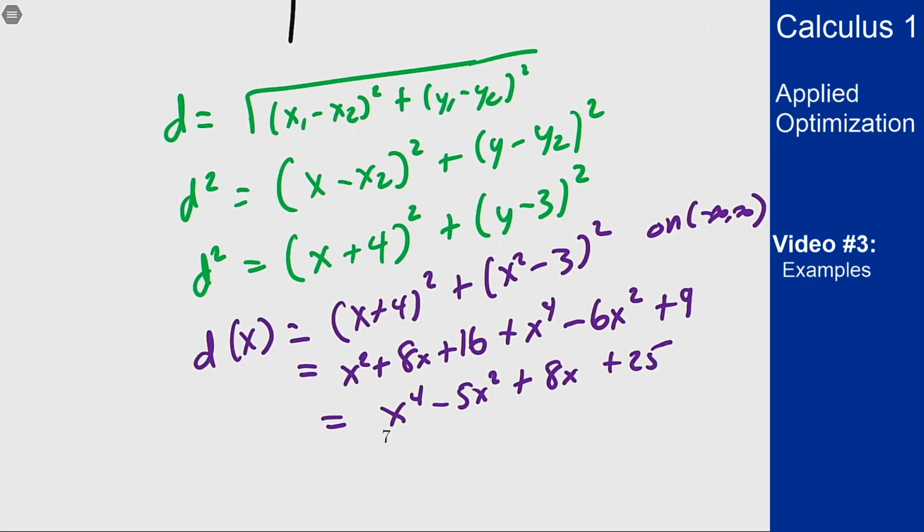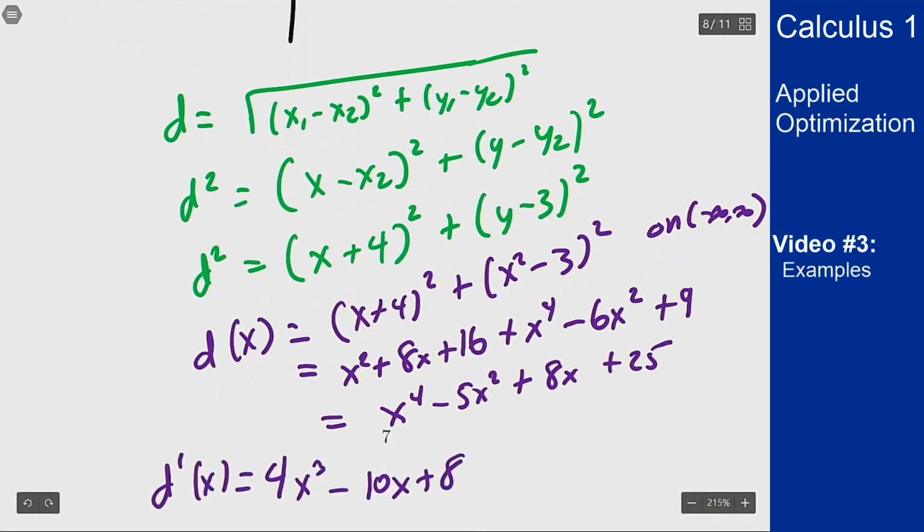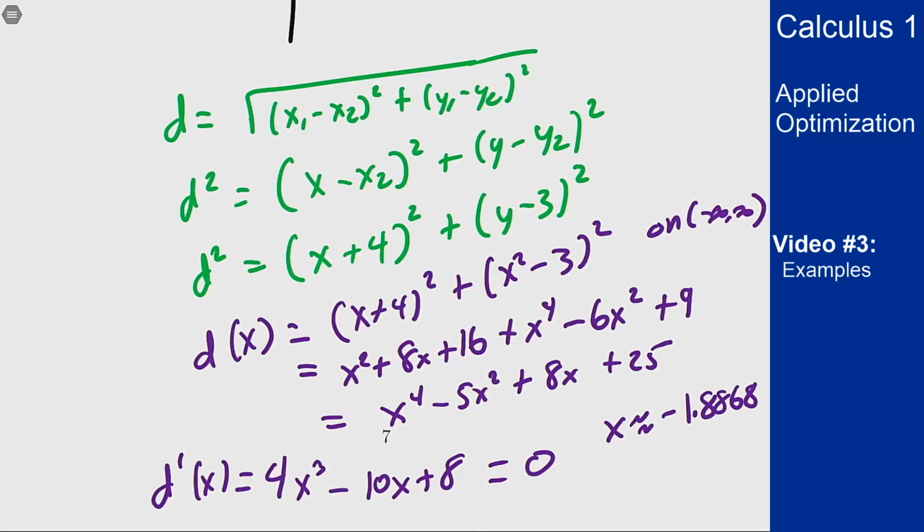I can then differentiate this and look for where this is 0. Now that's a cubic, so I can't really solve it nicely, but I can get a numerical solution. And there is one solution here at x is approximately equal to minus 1.888, which makes sense based on the problem.